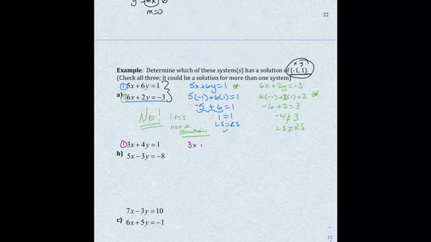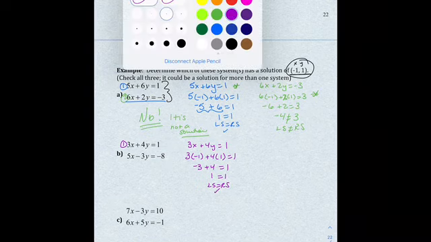Okay, I've got 3x plus 4y equals 1. So I've got 3 times -1 plus 4 times 1. Is that equal to 1? Well, that's -3 plus 4. And of course, 1 equals 1. So left side equals right side. Sure, seems to be on that line.